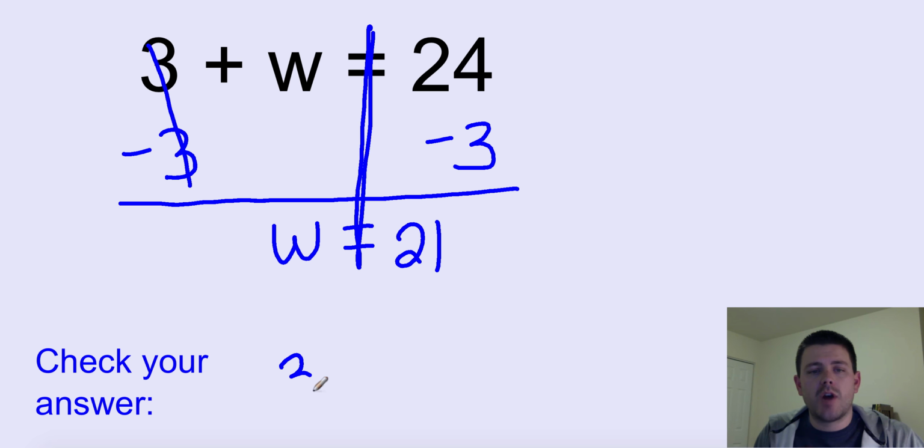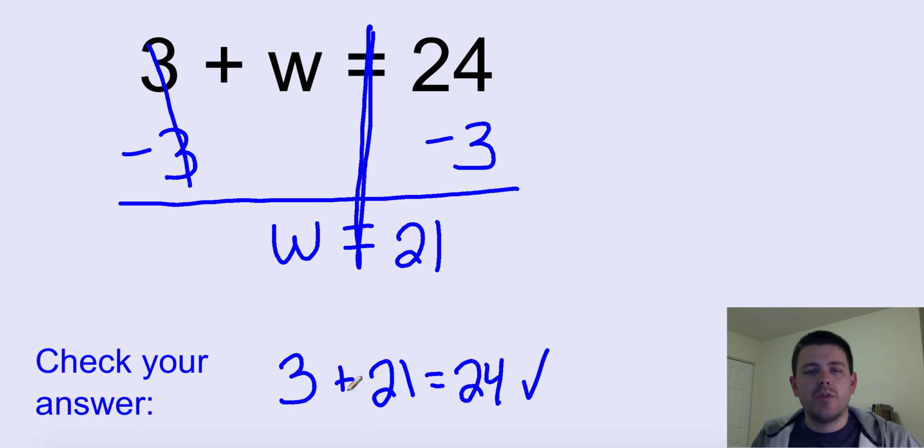So down here we try it. 3 plus 21 in place of our w. Is that equal to 24? Yep, we did it correctly. If you ever check your answer and it doesn't quite work out right, that's a good indication that somewhere up in your equation we made a mistake. We need to go back and give it another try.